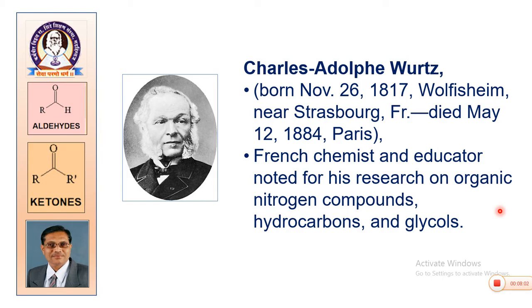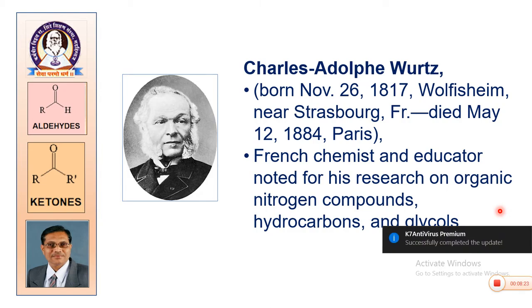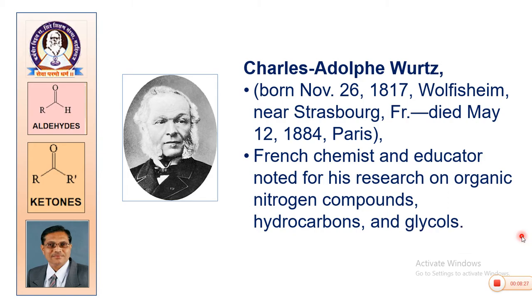This slide is, of course, not expected in the examination. Charles Adolphe Wurtz was born on 26th November 1817 in Paris, actually near Strasbourg, and died on 12th May 1884 in Paris. He was a French chemist and educator, remembered for his research on organic nitrogenous compounds, hydrocarbons and glycols. These two slides are only for your information.